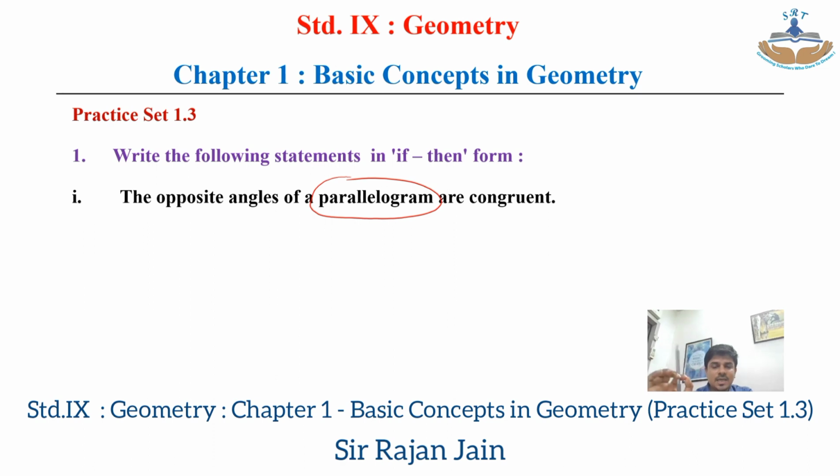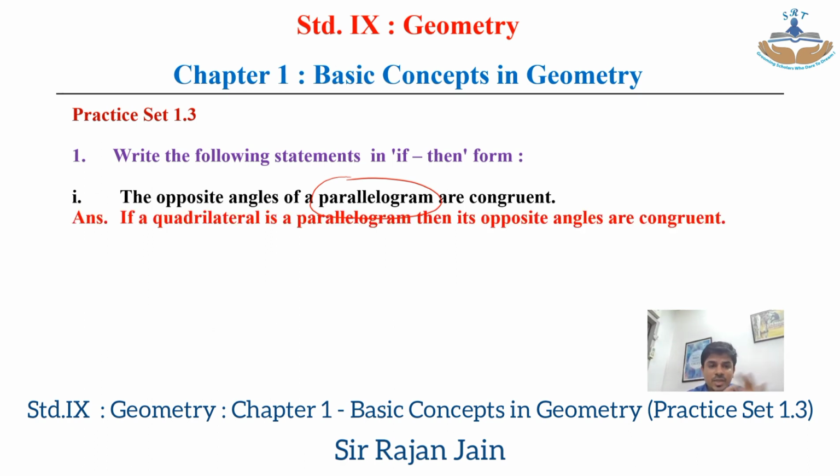Parallelogram. So basically the question wants to say that if my quadrilateral is a parallelogram, then the opposite angles should be congruent. The same thing in English, how will you write it? If a quadrilateral is a parallelogram, then its opposite angles are congruent. So is it written in if-then form? Okay, so if a quadrilateral is a parallelogram, then its opposite angles are congruent. This is the conditional form of the given statement.